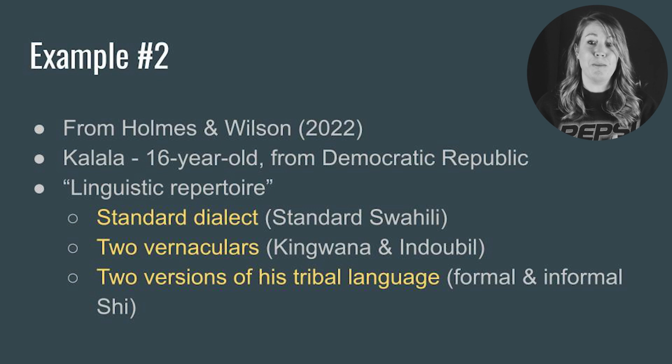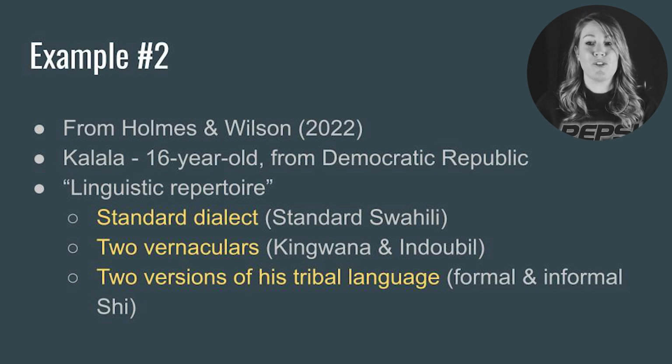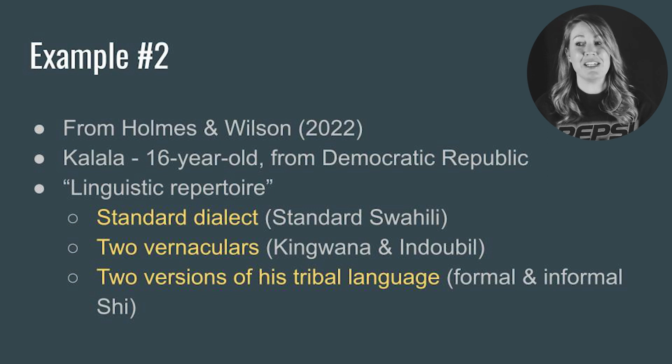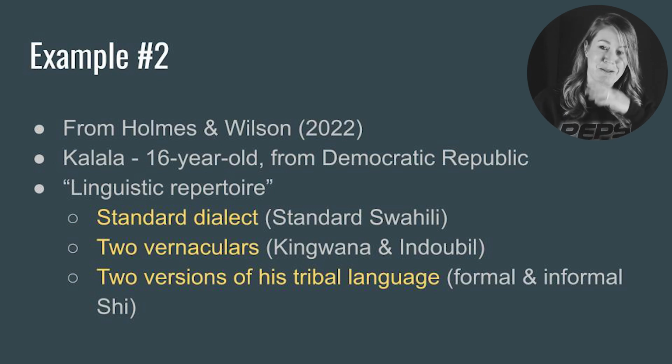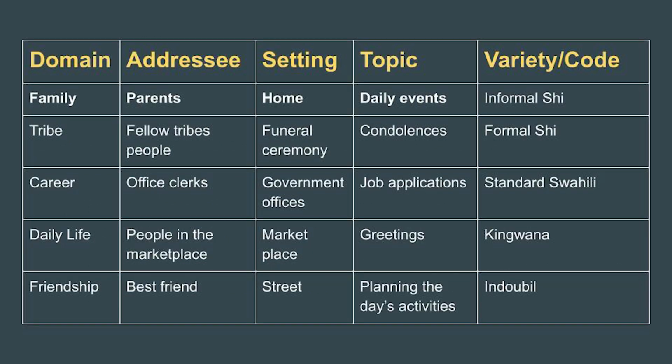The vernaculars, both local varieties of Swahili, include Kingwana, used for marketplace interactions and daily communication, and Ndaubil, I hope I'm pronouncing that correctly, which is like in-group slang amongst the young people in the region. Additionally, at home and within his tribe, Kalalal employs both the formal and informal styles of Shi, which I might be also mispronouncing, his tribal language. So here we have an individual who can fluently speak 4 languages. Consider how he navigates the decision of which language to use.